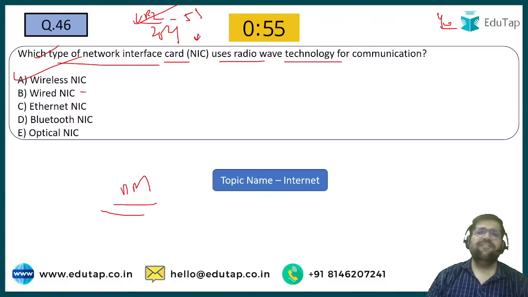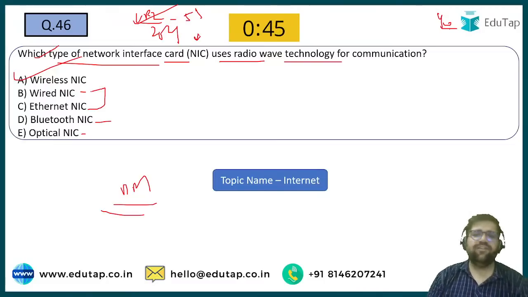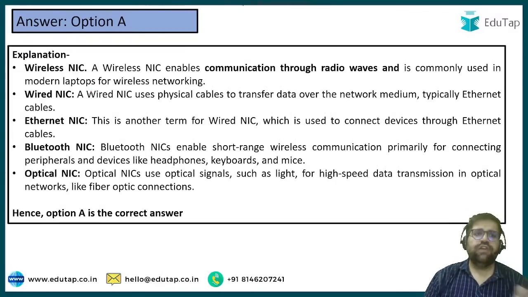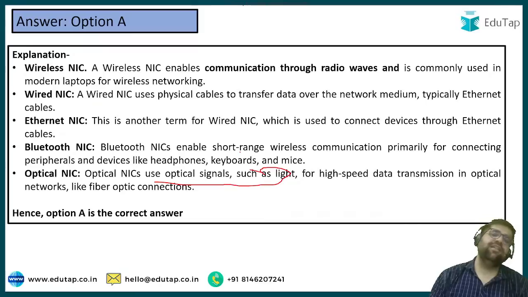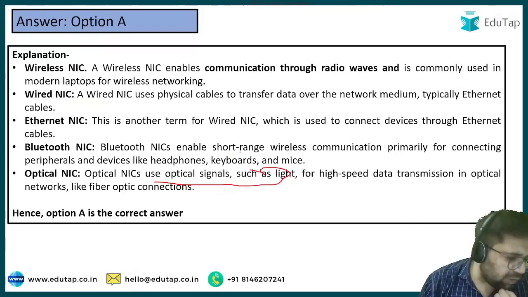Wired means what? Wired means that you are using certain kinds of wire. Bluetooth is again what? Wireless. Optical is something based on the light. Okay, Ethernet is again a kind of wired. You will be using different types of wires like copper wire and so forth. Okay, so the answer was option number A. Remember, optical NIC is a kind of optical signal such as light. It's as simple as that. For example, my mouse is a kind of an optical mouse. Why? Because we have a certain laser inbuilt in this particular mouse. So this you have to remember.